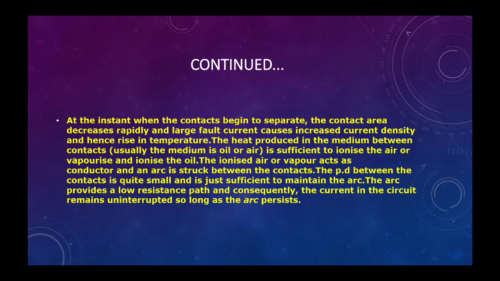So when the medium is ionized, the current flows through the contacts, and the potential difference between the contacts is quite small, just sufficient to maintain the arc. So due to the low potential difference, the current is flowing and the arc persists. The arc provides a low resistance path, and consequently the current in the circuit remains uninterrupted so long as the arc persists. That means an electric arc is produced between the two contacts of a circuit breaker.